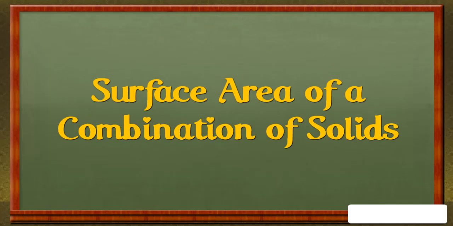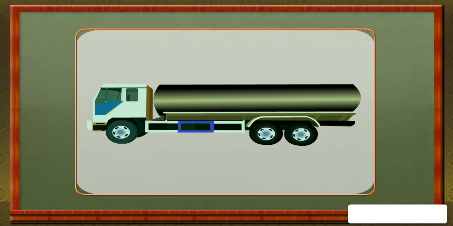In this module, we will introduce the surface area of combination of solids. In our day-to-day life, we come across a number of solids made up of combinations of two or more of the basic solids. Look at these pictures. The truck with a container fitted on its back carrying oil or water from one place to another.